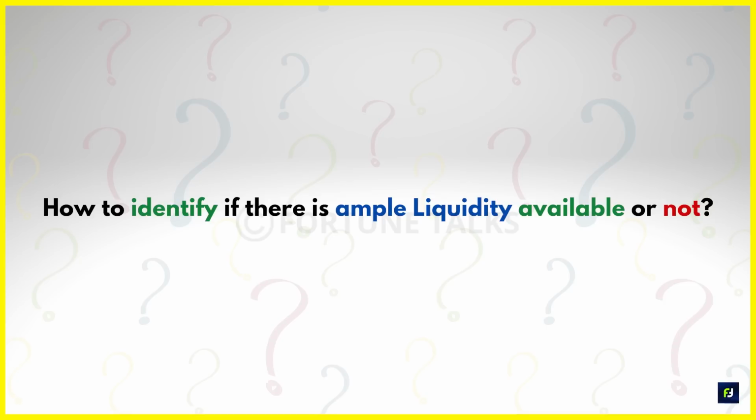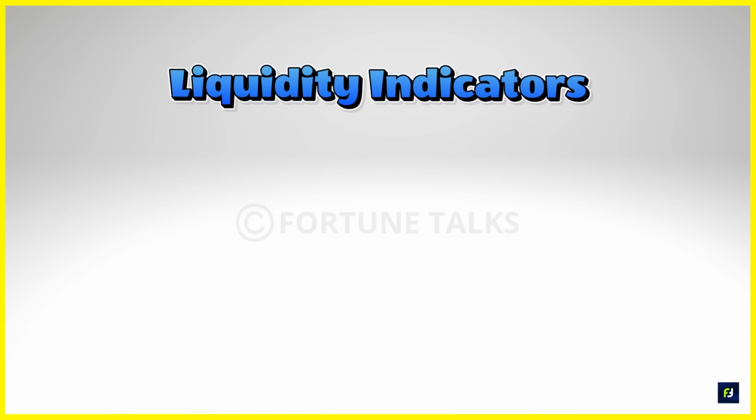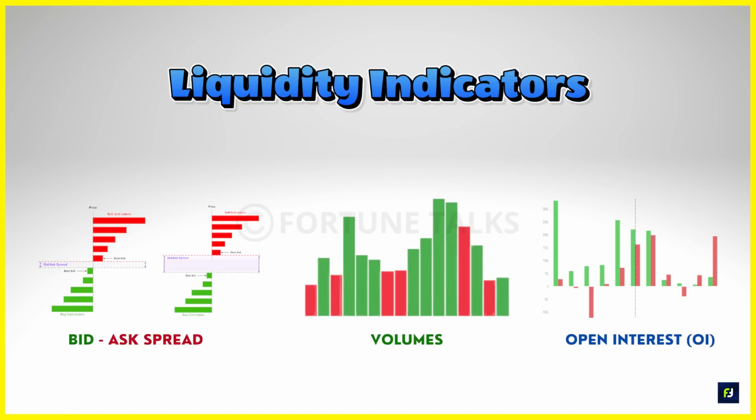So, as a trader, how can you identify if there is enough liquidity available or not? This is where liquidity indicators in the option chain come to the rescue. There are three main liquidity indicators available. These are bid ask spread, volumes, and open interest, or OI for short. Let us now see what these variables represent and why it is so crucial to understand them as well as to monitor them when entering an option trade and after having entered an option trade.